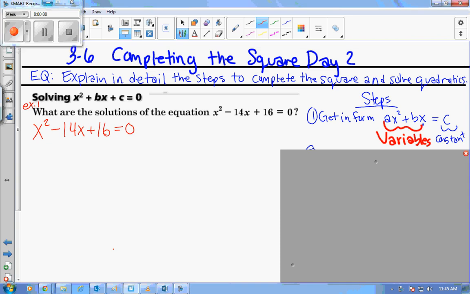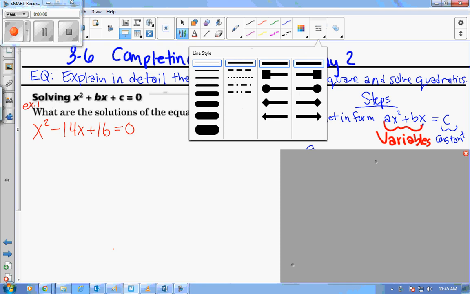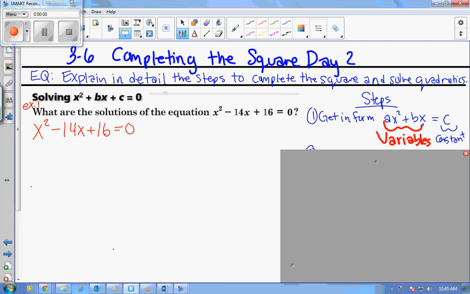Now it should be good. Okay, the 16 is a constant. We need to get it over to the constant side by subtracting it away. So we'd have x squared minus 14x equals negative 16. Any questions about that step?